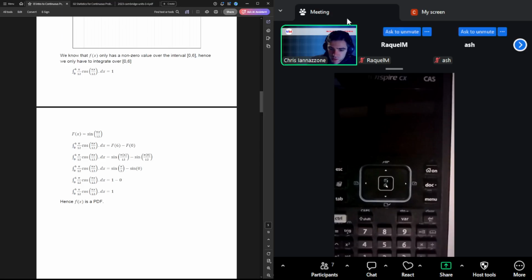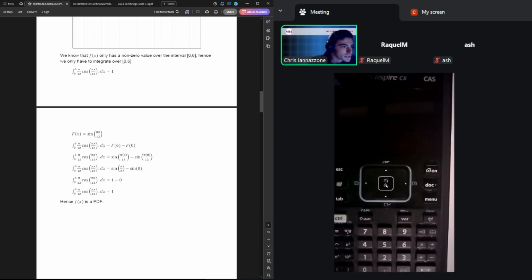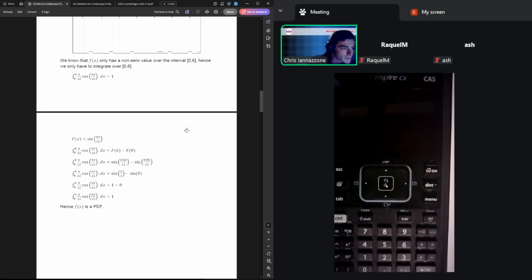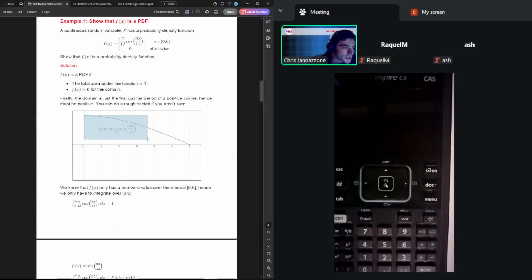Sorry, what have we done this lesson? We're introducing a new topic, continuous probability. This whole idea that area under a curve can be represented as probability.